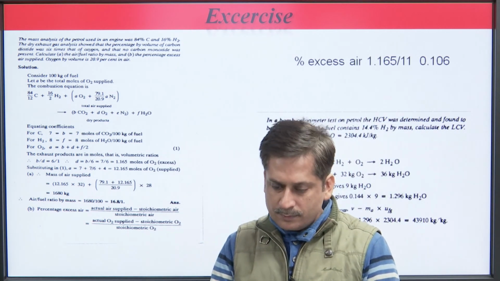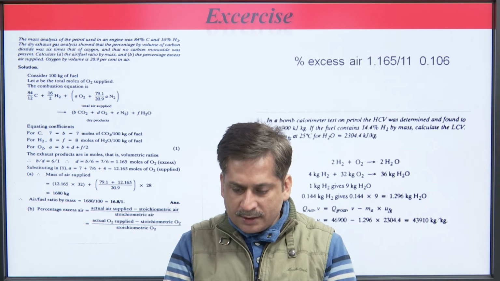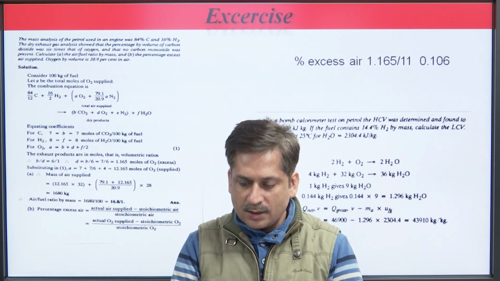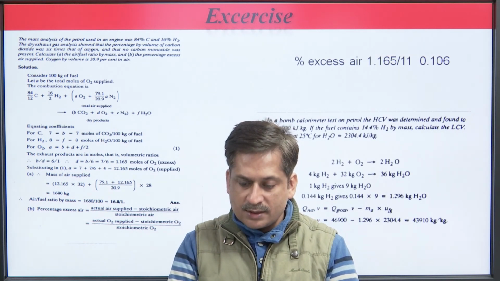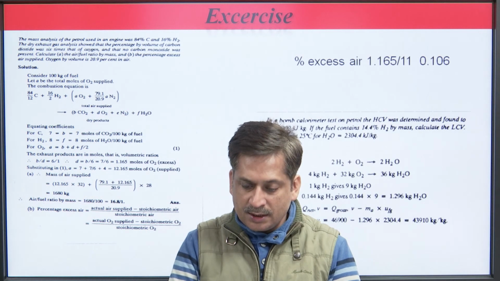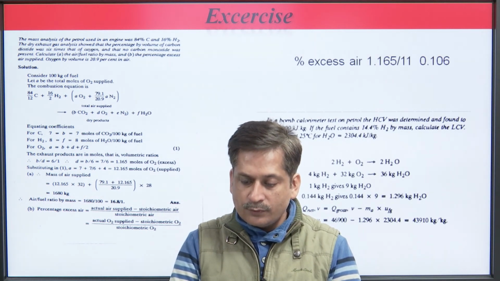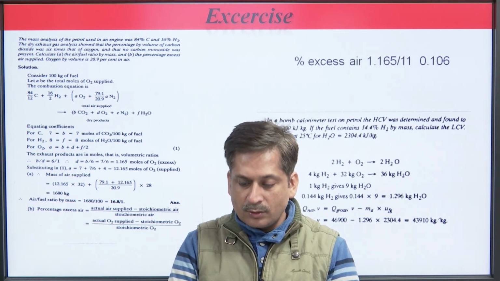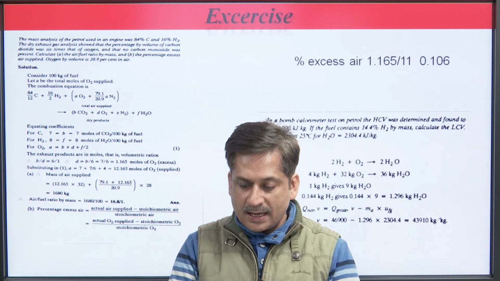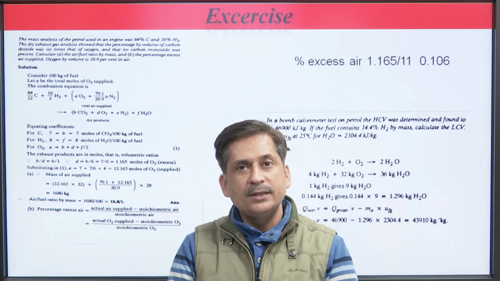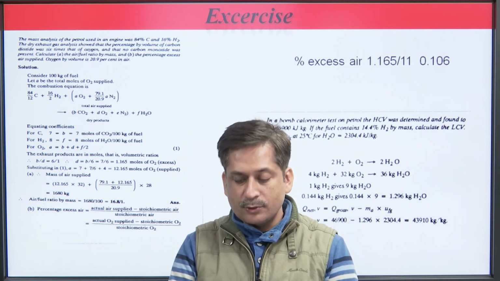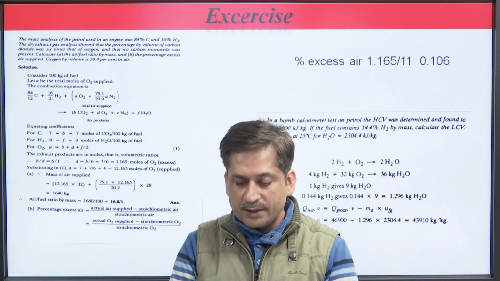Now, come to another problem. In a bomb calorimeter test on petrol, the higher calorific value was determined and found to be 46,900 kilojoules per kg. If the fuel contains 14.4% hydrogen by mass, calculate the lower calorific value, given hfg, which is the latent heat at 25 degrees Celsius for water. You can directly take it from the steam table also. It is given as 2304.4 kilojoules per kg.